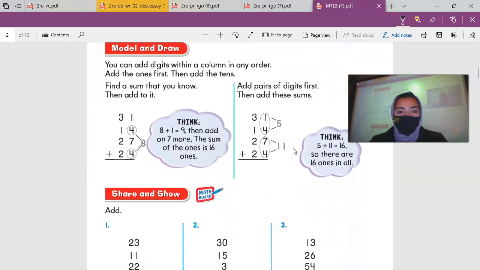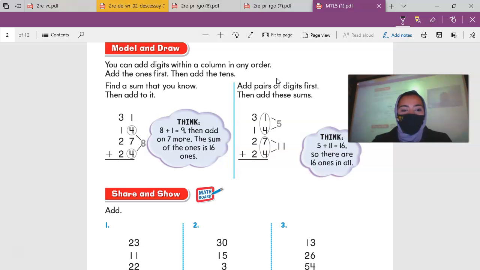You can add digits within a column in any order. So that's what I said before. Adding, you can add in any order. It does not matter what number you want to put together first because they're all going to be jumbled together. But you have to add the 1s first and then add the 10s.